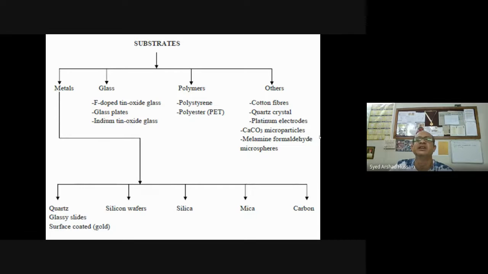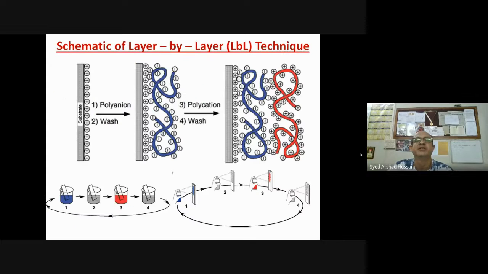The only thing is, you have to dip the amount of area you want to coat. This is the requirement. And of course, you have to choose the material and the substrate in a suitable or optimized manner so that it interacts and self-assembles. This is important. So you will have a structure like this. You see, initially it was positive, then it's negatively charged.